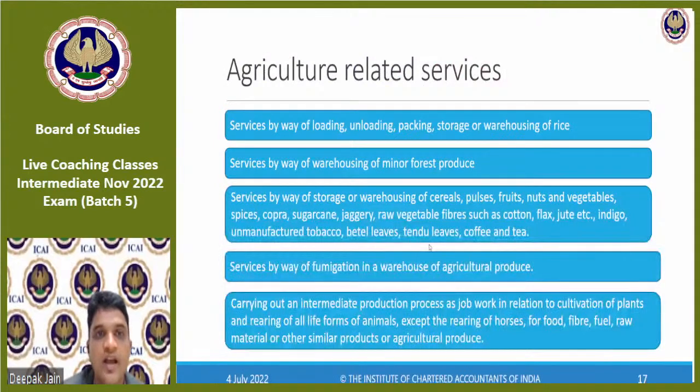What are the agriculture related services which are exempted? Services by way of loading, unloading, packaging, storage or warehousing of rice.